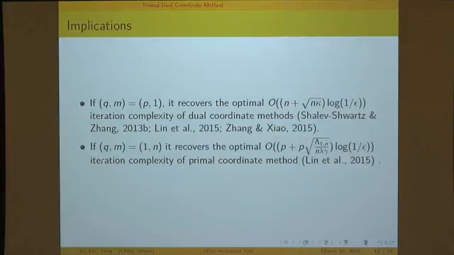And if Q equals 1 and M equals M, which means that we do not do the dual sampling and do the dual full update, then it will recover the optimal rate by Qihang Lin's paper. Okay, so that means our result captures the previous result.